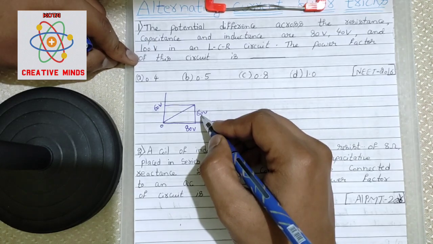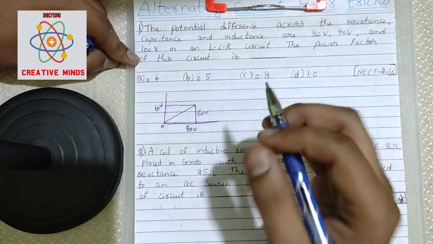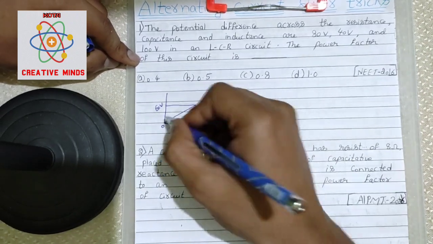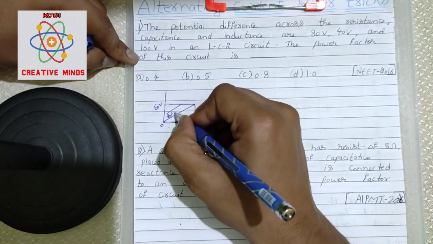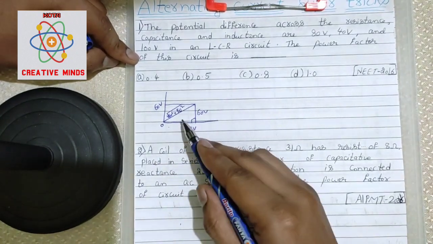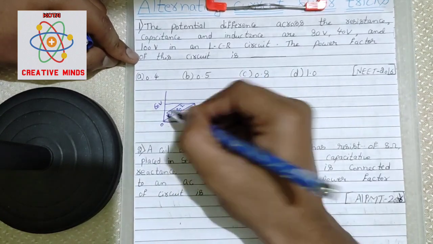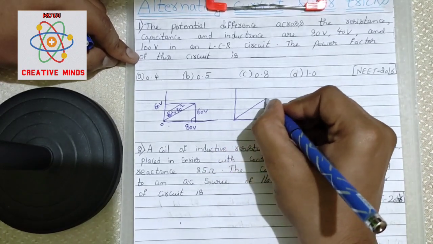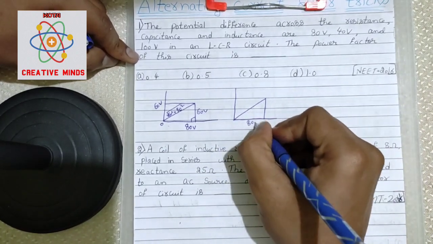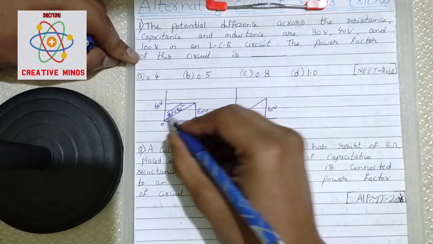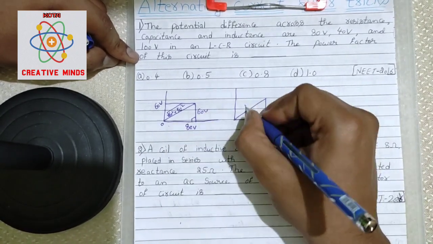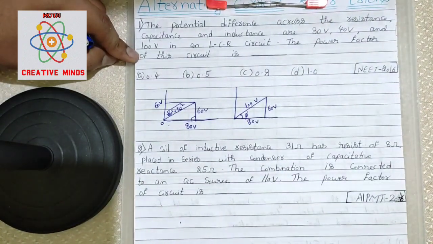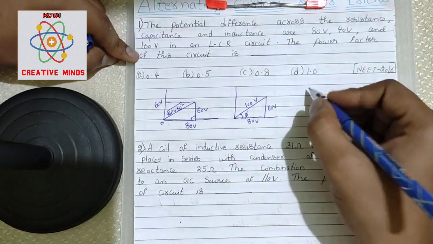Now what does the Pythagorean theorem say? This is a right angle triangle. This is 80, this is 60, so the resultant will be the root of 60 square plus 80 square. I will draw the diagram a little more neatly. This is the resultant, which will be 100 volts. This angle is your power factor angle phi.